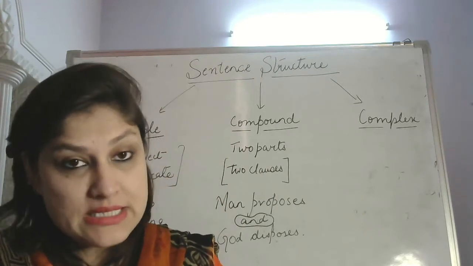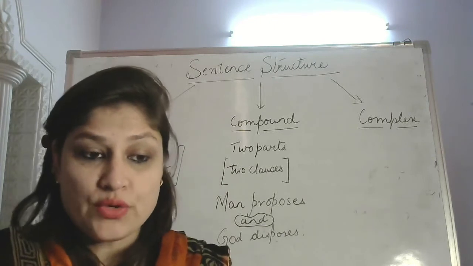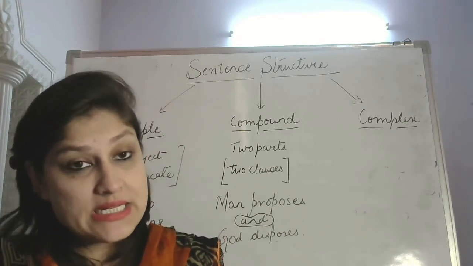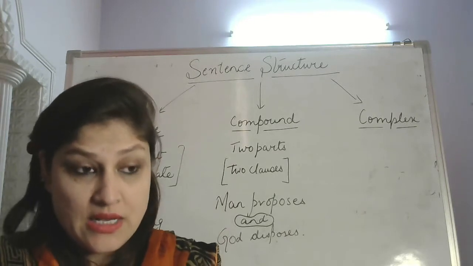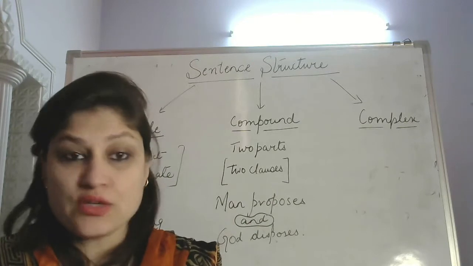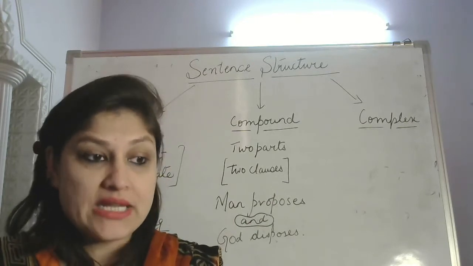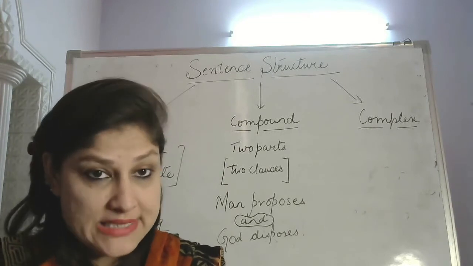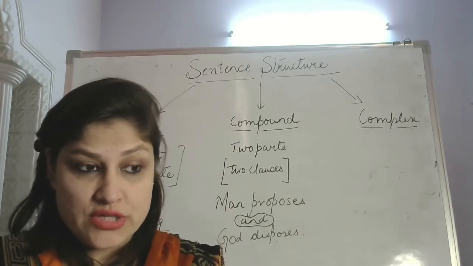Now, after the sentence, we have another topic, sentence structure. Now, you all know what a sentence is. It's a group of words and you just write a sentence. Now, there are different ways of writing a sentence. It could be a simple sentence, it could be a compound, and it also can be a complex sentence. Now, that is the sentence structure.